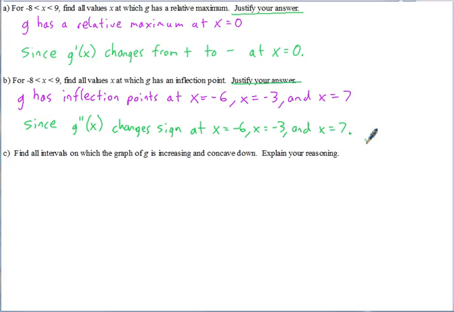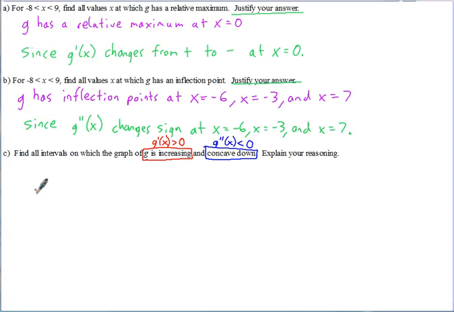Then for part C, it says find all intervals on which the graph of g is increasing and concave down. So if g is increasing, that means the first derivative, g prime of x, would have to be positive or greater than 0. And if g is concave down, that would mean the second derivative, g double prime of x, would have to be negative or less than 0. So now we're looking for the first derivative is positive and the second derivative is negative.